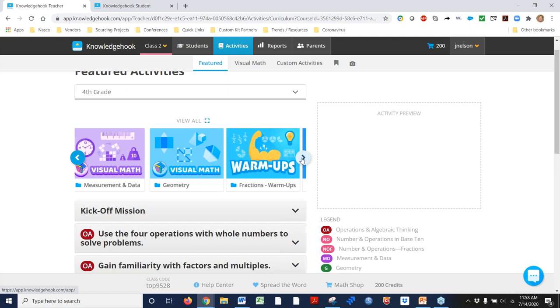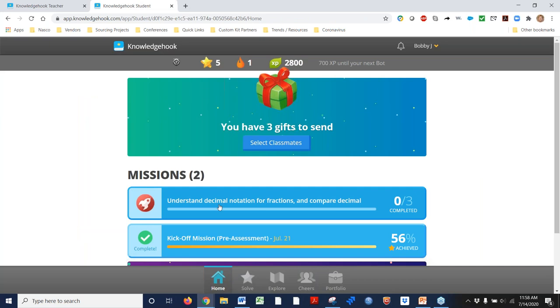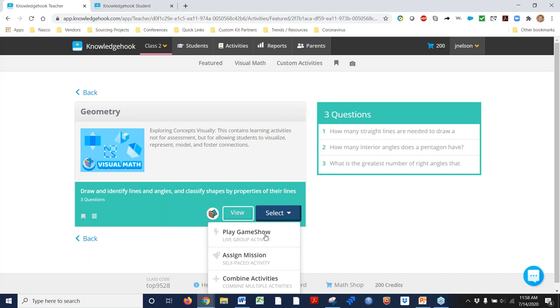All right. Now we can select what kind of thing we want to do. We just did a self-paced mission. That self-paced mission is what this is right here. This is a pre-assessment. This is your kickoff mission. This is to get students thinking about where they currently are to start doing the self-paced mission.